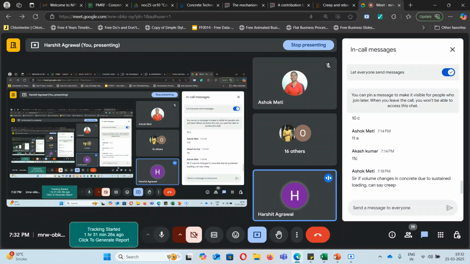Sir, if volume changes in concrete due to sustained loading, can we say creep? Volume change is happening due to moisture movement. Volume change can happen, and there will be deformation. What is deformation? It is the change in the volume of the system, or cracking in the system. So that is also creep. Creep is nothing but deformation that is happening in concrete due to sustained loading. Volume change can happen when there is loss of water, there will be shrinkage, there will be cracking, and that is also a creep effect.